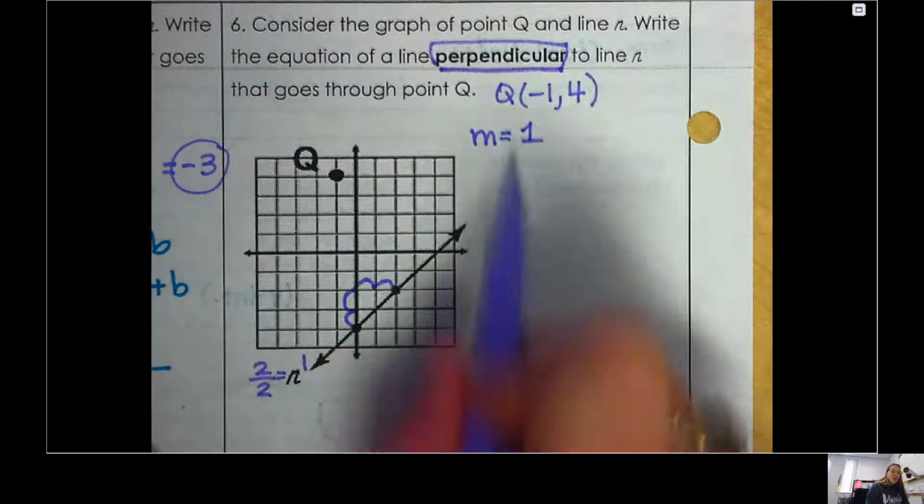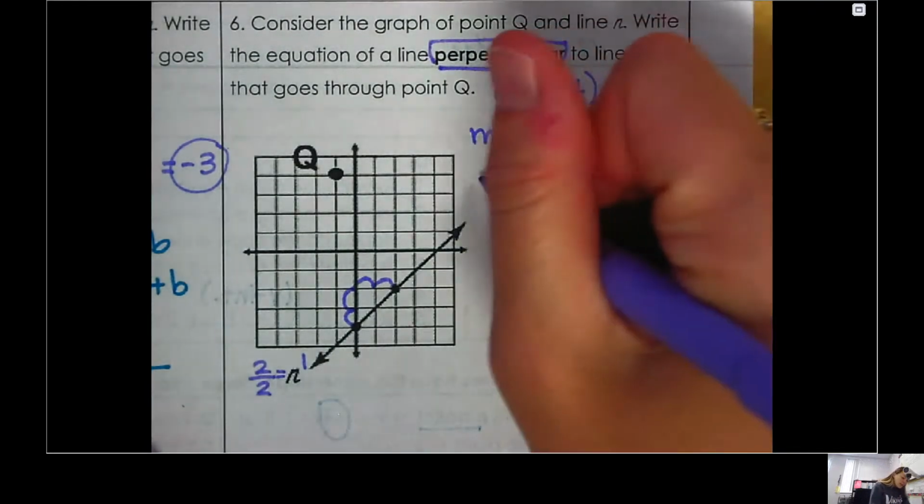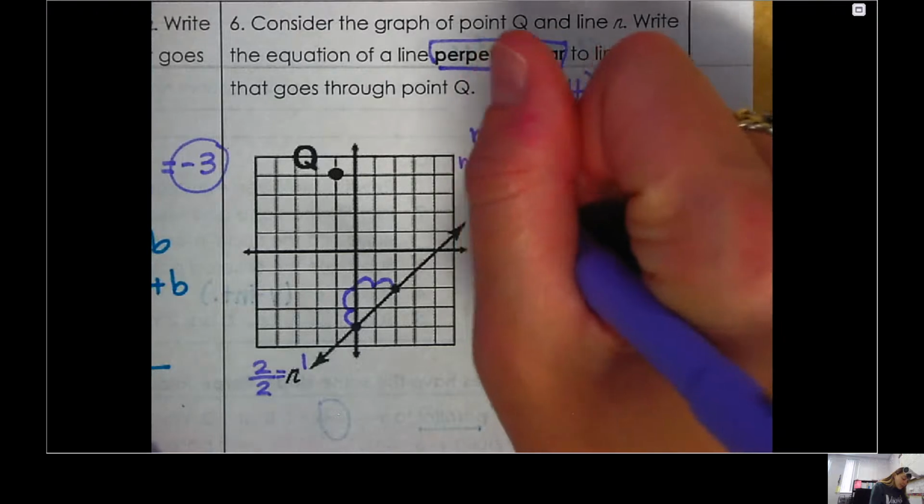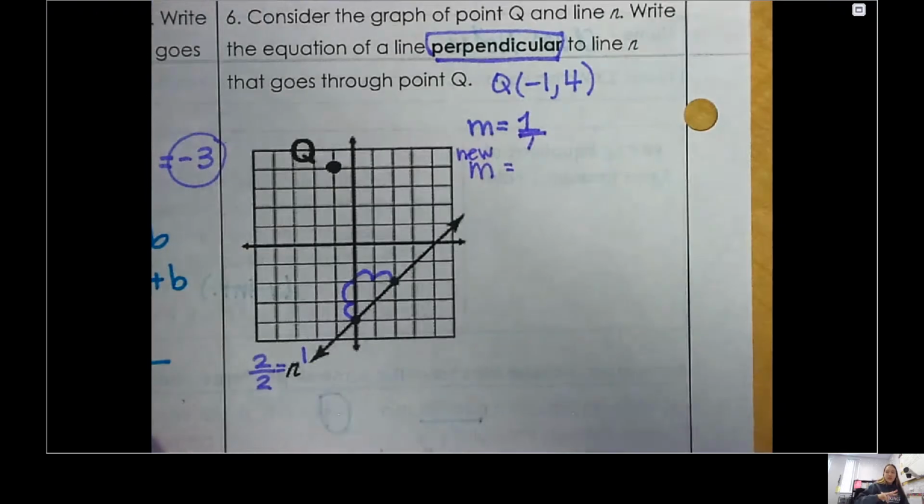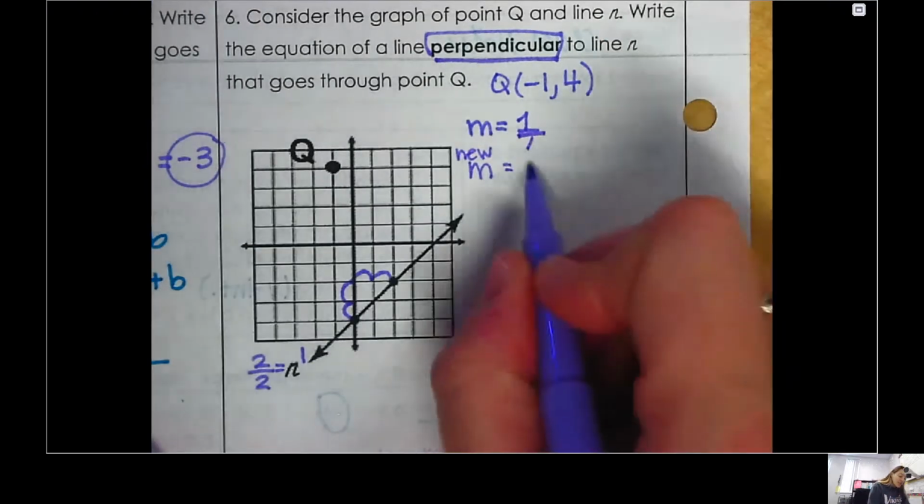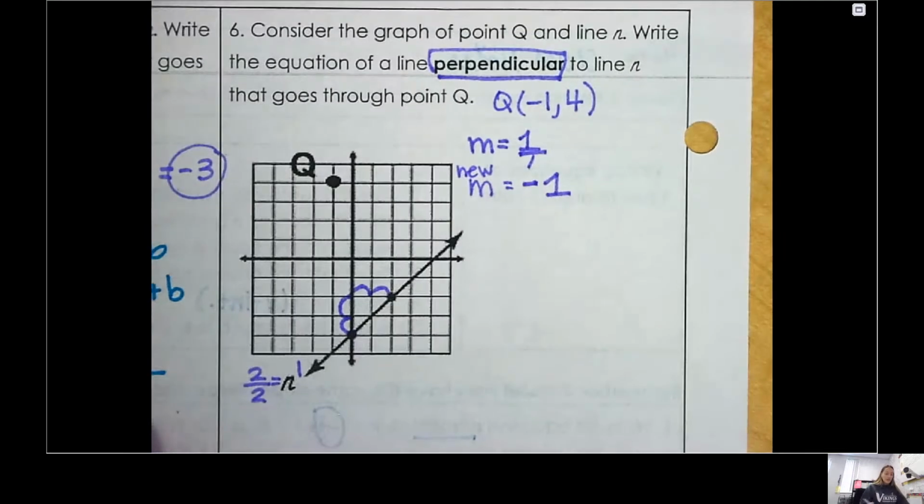So I don't want to use this slope. I want to use the opposite reciprocal slope. So the opposite reciprocal slope, my new m, is essentially I put this over a 1 and then I flip it and I change the sign. So it becomes just a -1 is my new m value.